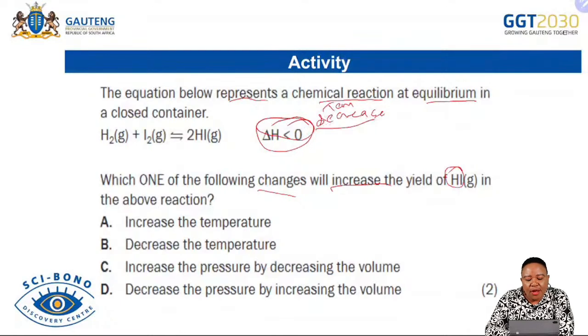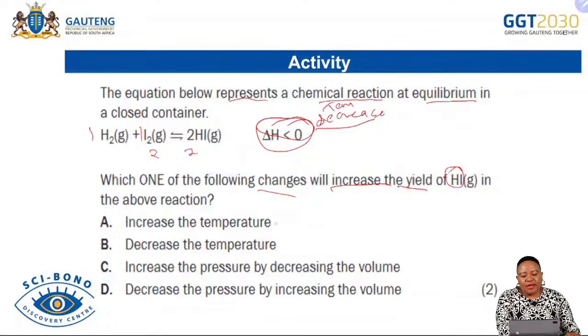We also know that if it is about pressure, there won't be any effect, because you can see the moles on both sides are equal. So pressure will not have any effect. The only other thing that can have an effect is increasing the concentration of the reactant. So they ask, which one of the following will increase the yield of HI?